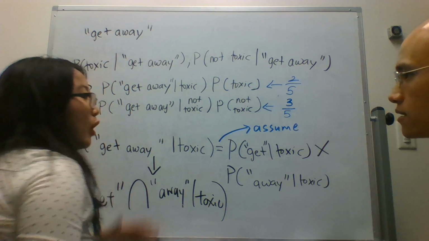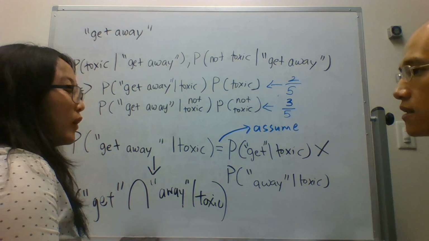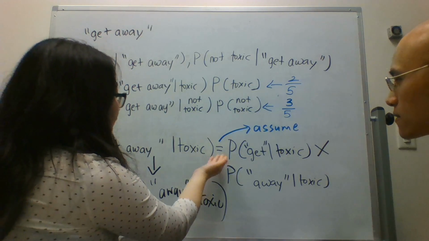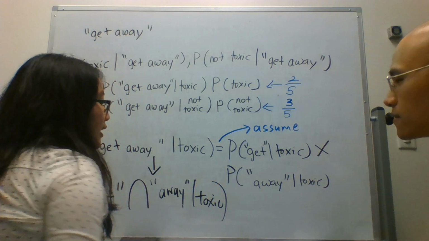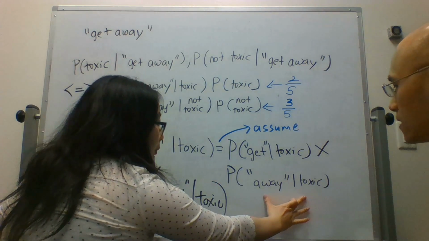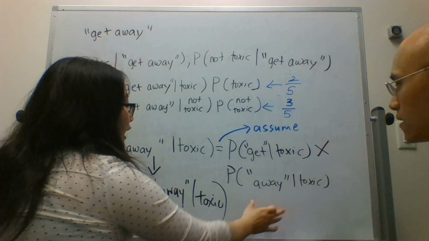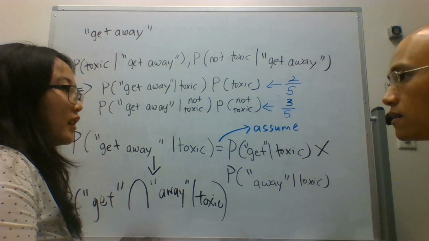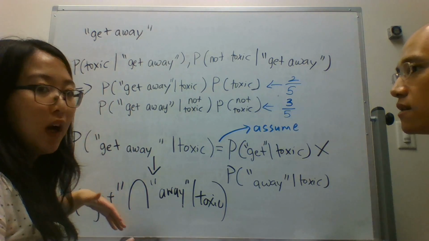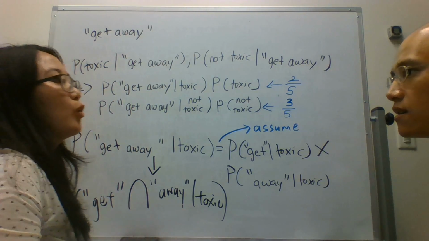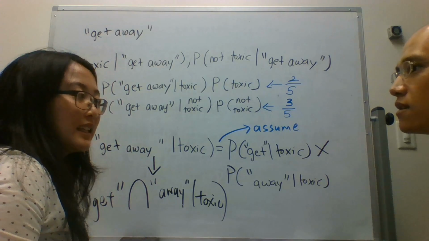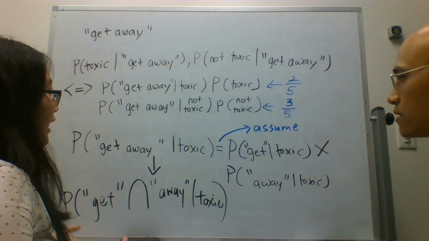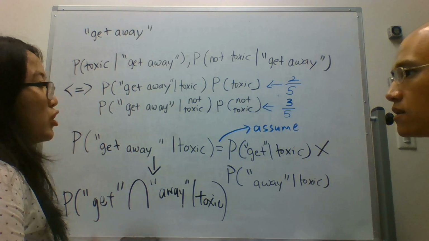But away is not present in any of the 5 phrases that we've encountered. So the problem with taking the product of these two probabilities is that the probability of encountering away, when you know the phrase is toxic, is theoretically 0, because from all of our prior knowledge we never saw the word away. We do not know if it can exist or not.